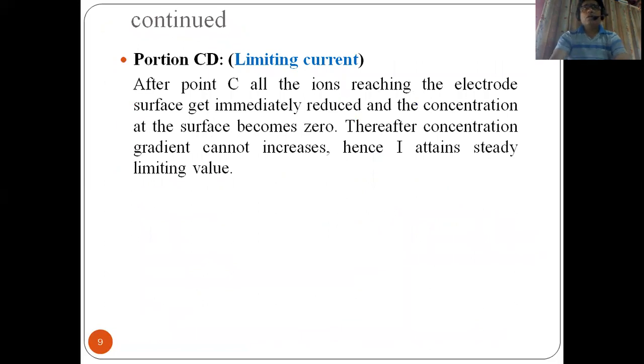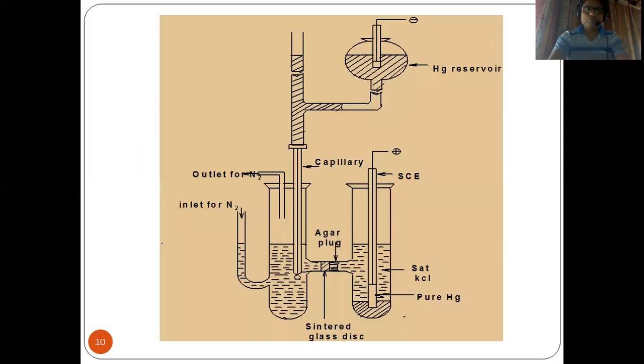In continuation, portion C to D is the limiting current. After point C, all the ions reaching the electrode surface get immediately reduced, and the concentration at the surface now becomes zero. Therefore, the concentration gradient cannot increase. Hence, the current attains a steady value, and that's what is called the limiting current.